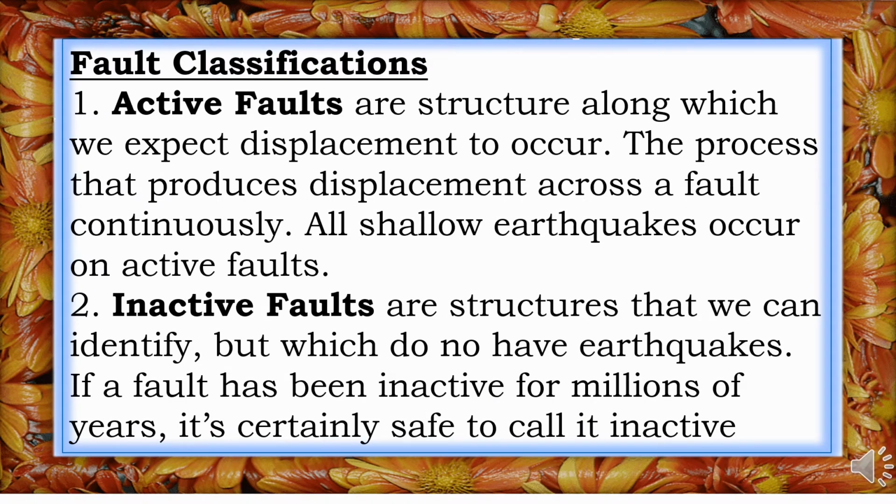1. Active faults are structures along which we expect displacement to occur. The process that produces displacement across a fault continuously. All shallow earthquakes occur on active faults. 2. Inactive faults are structures that we can identify, but which do not have earthquakes. If a fault has been inactive for millions of years, it's certainly safe to call it inactive.